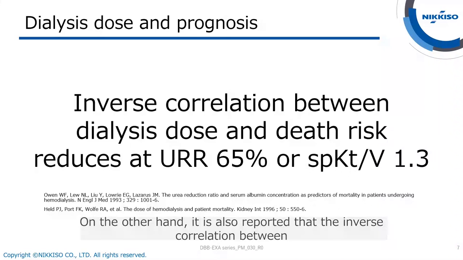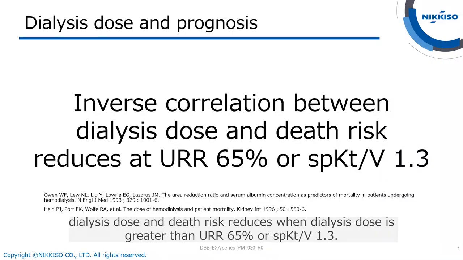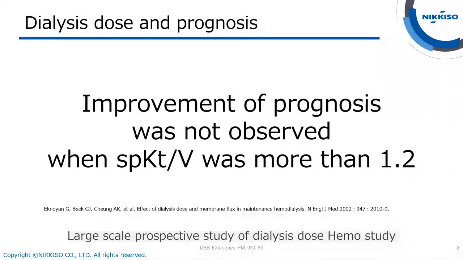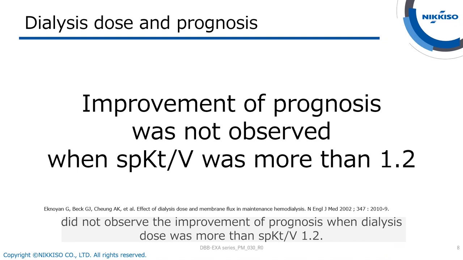On the other hand, it is also reported that the inverse correlation between dialysis dose and death risk reduces when dialysis dose is greater than urea reduction rate 65% or spKt/V 1.3. Large-scale prospective study of dialysis dose, HEMO study, did not observe the improvement of prognosis when dialysis dose was more than spKt/V 1.2.